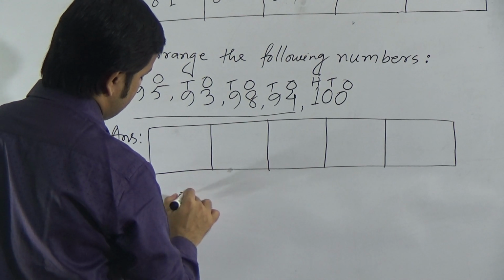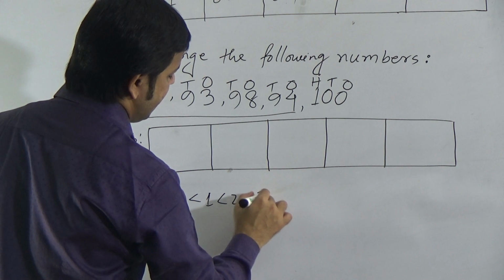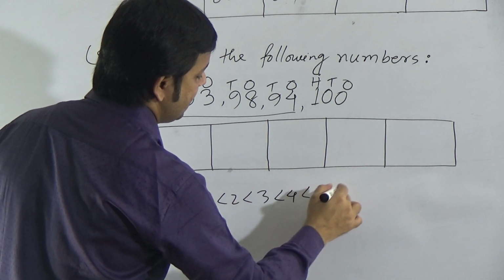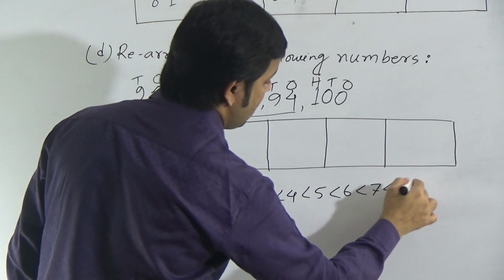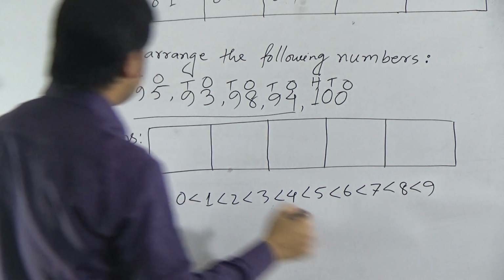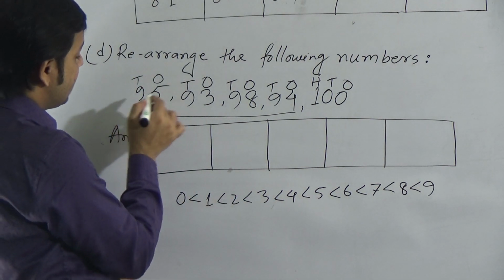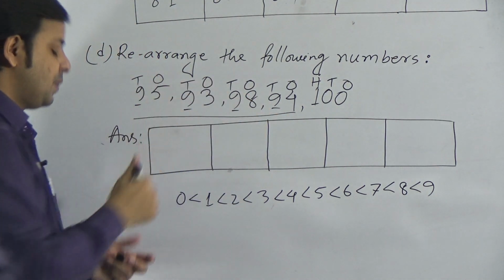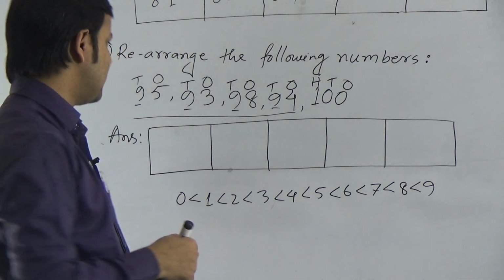0, 1, 2, 3, 4, 5, 6, 7, 8 and 9. Okay, dear students, now see here tens place is always the same. Here is tens place 9, 9, 9 and 9. In all these 4 numbers, tens place is 9. So we have to compare only ones place.